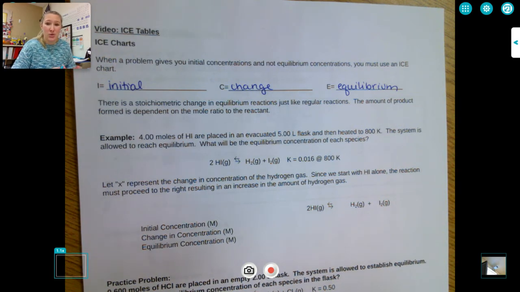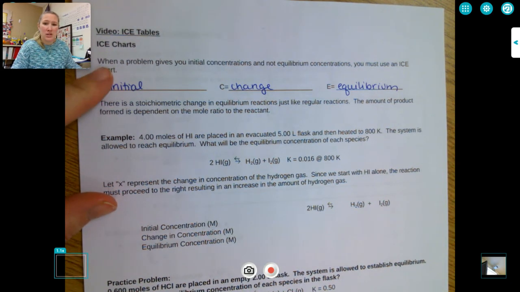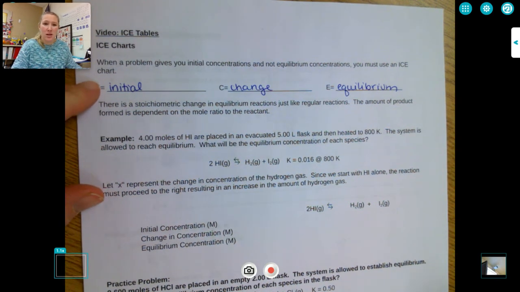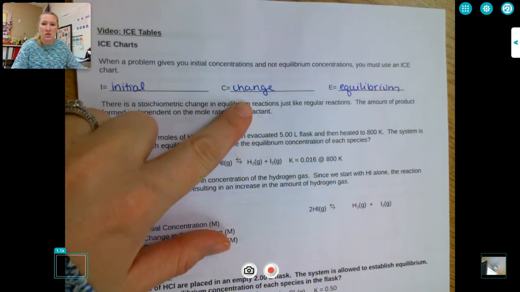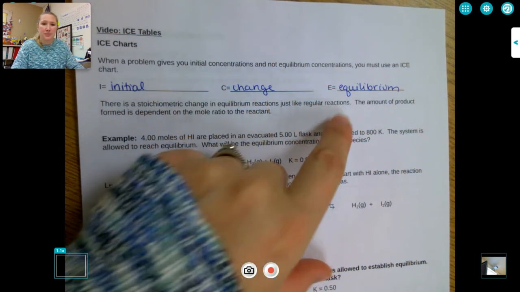We're going to get initial concentrations, and then we're going to mix things together or disrupt an equilibrium, and then we want to see what is going to happen when our system reestablishes equilibrium. So that's what we're going to look at today. When a problem gives you initial concentrations and not equilibrium concentrations, we use something called an ICE chart. And ICE stands for I for initial, C for change, and E for equilibrium.